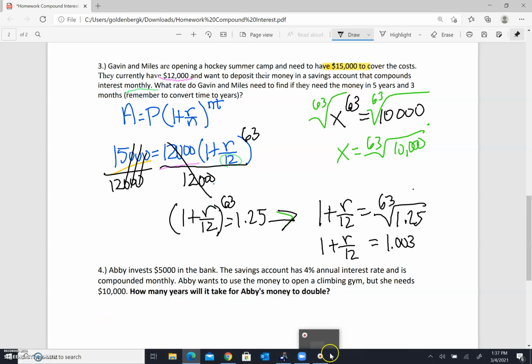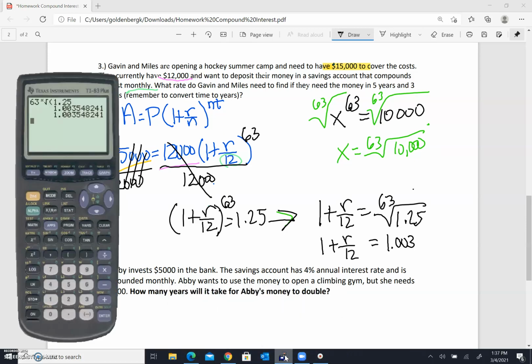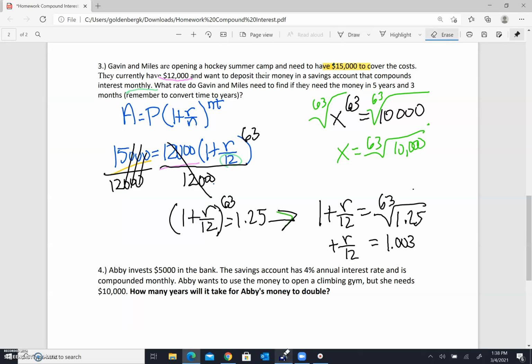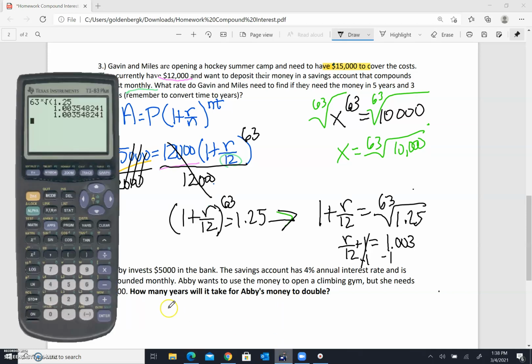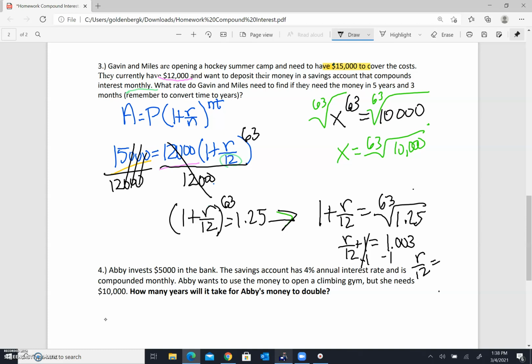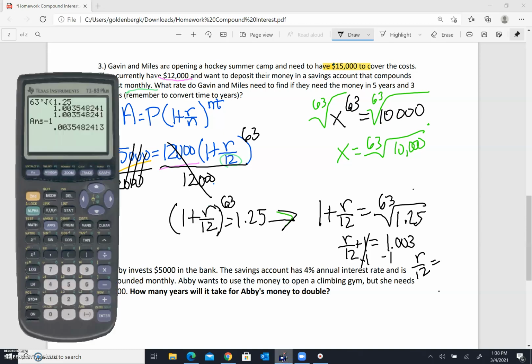So I have to undo the 12 and the 1. Now, a lot of students will say to multiply by 12 first. But careful, there's a little issue there. If I rewrite this as plus 1, you might see it easier that you want to subtract 1 first, right? Following our order of operations for solving. So I'm going to subtract 1. And I find that rate over 12 is equal to 0.0035.